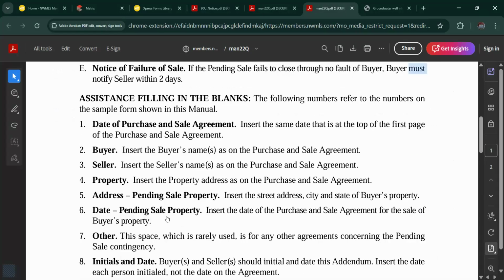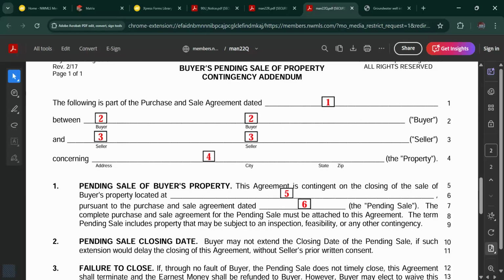Okay, so let's look at this: the date of the pending sale property. Insert the date of the purchase agreement for the sale of buyer's property. This is the date of the pending sale of the contract that it's written, right? Not the closing date. The complete purchase and sale agreement for the pending sale must be attached to this agreement. The term pending sale includes property that may be subject to an inspection, feasibility, or any other contingency. So there's the answer to the question I gave you guys at the very beginning of class.